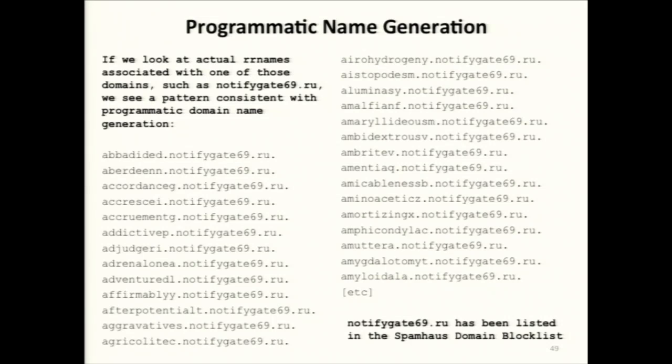But anyway, this notifygate69.ru is not a DGA, so I'm actually way off topic here. This has been in the Spamhaus blacklist for quite some time. We're not totally sure what these names are, but we know they're programmatically generated.